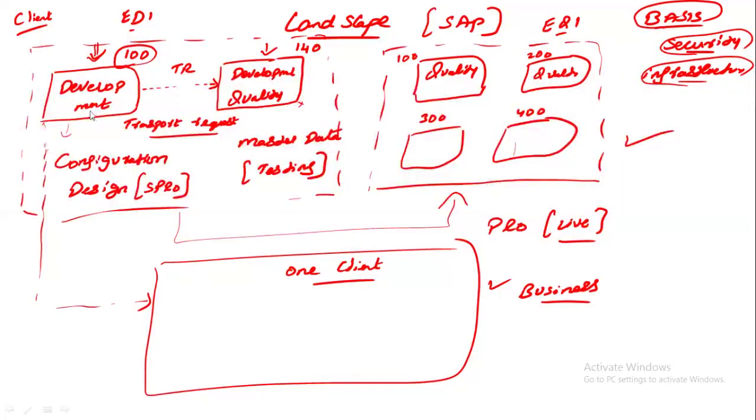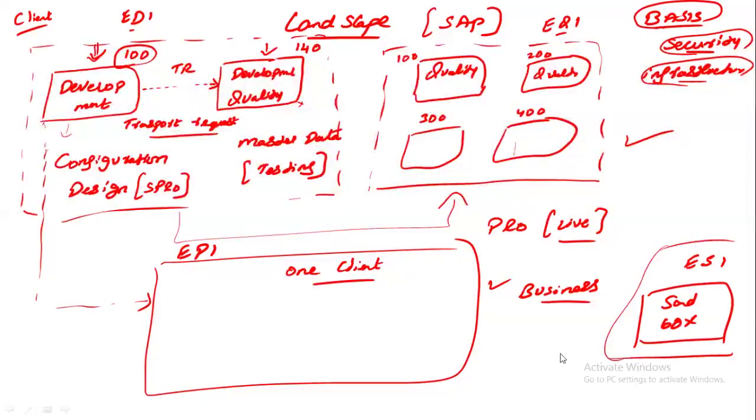So you will be working in this ED1, EQ1. I can call this EP1, production. You will not be working in the EP1 system. You will be working only in the ED1 system and the EQ1 system. And you will have a dummy system, which is called ES1. I can name it ES1, which is sandbox. This is also a part of your landscape, but this is a dummy system.